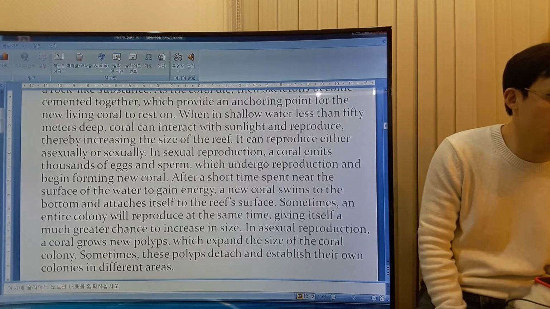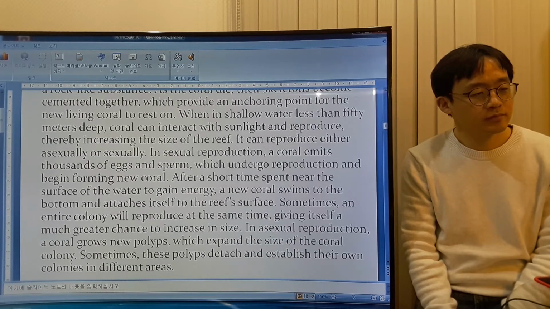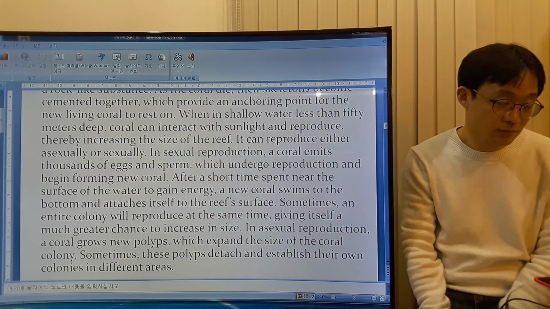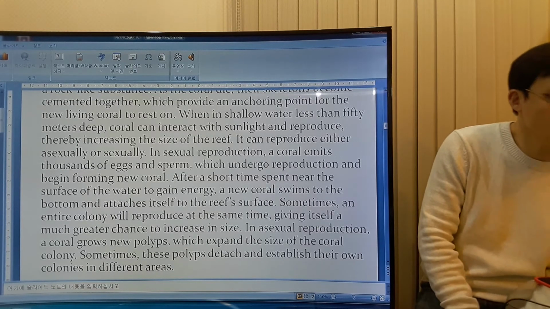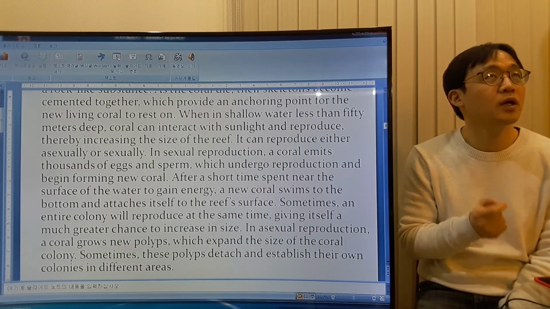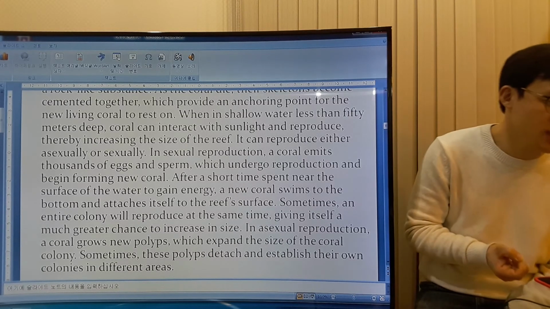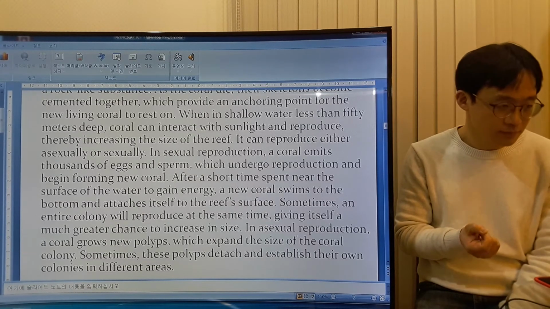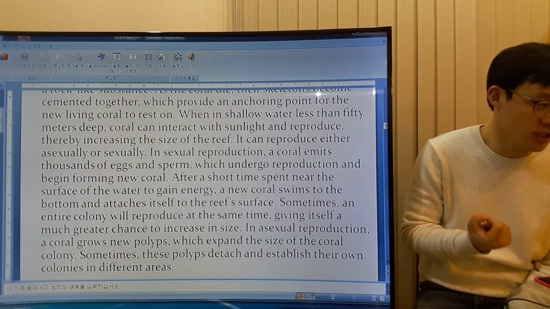In asexual reproduction, a coral grows new polyps, which expand the size. Expand means to get larger, alright? Which enlarge the size of the coral colony. What's a colony? A colony is a group of animals, birds or insects living together. Sometimes these polyps detach, meaning get separated, and establish and make their own colonies in different areas.